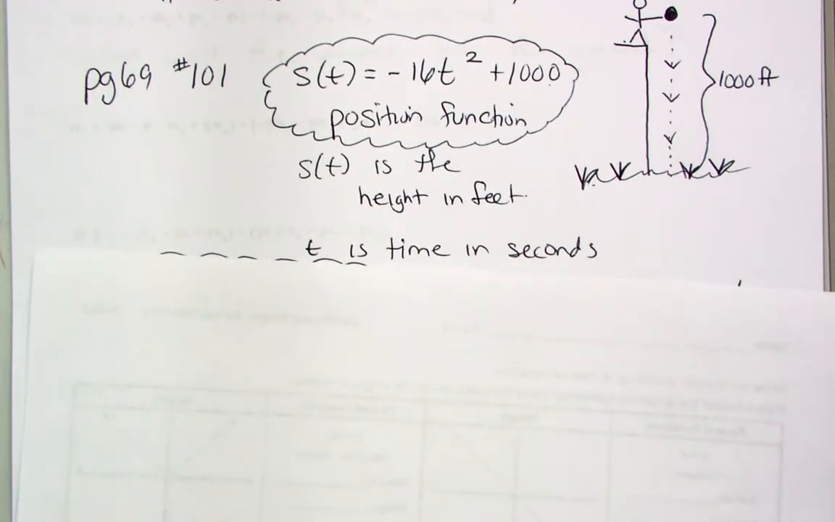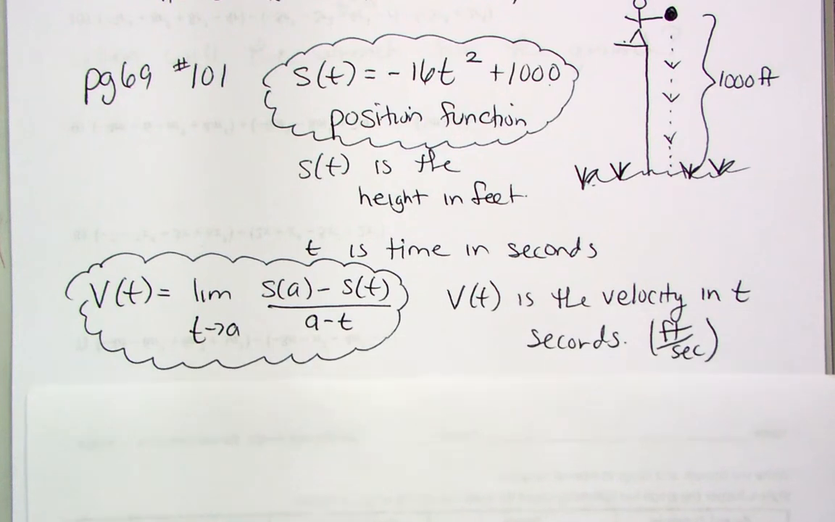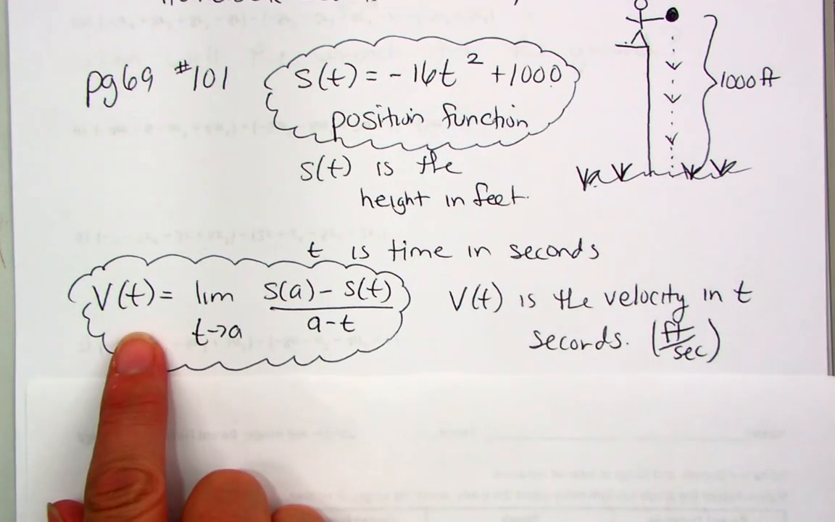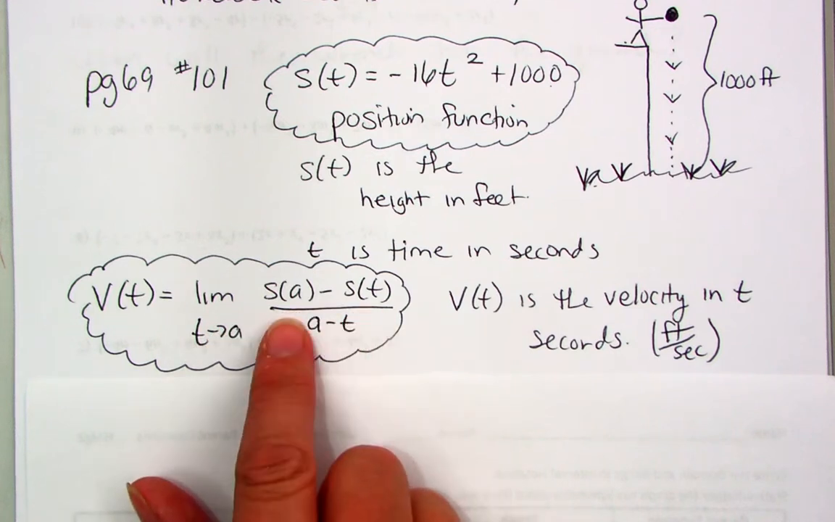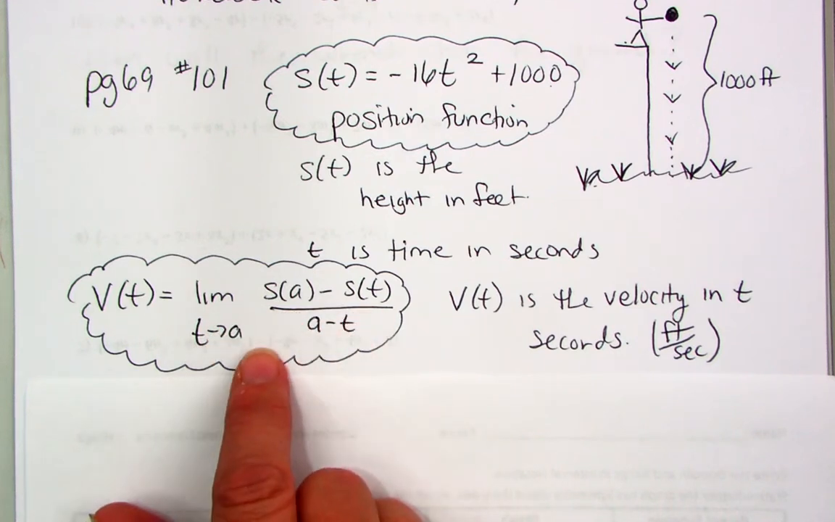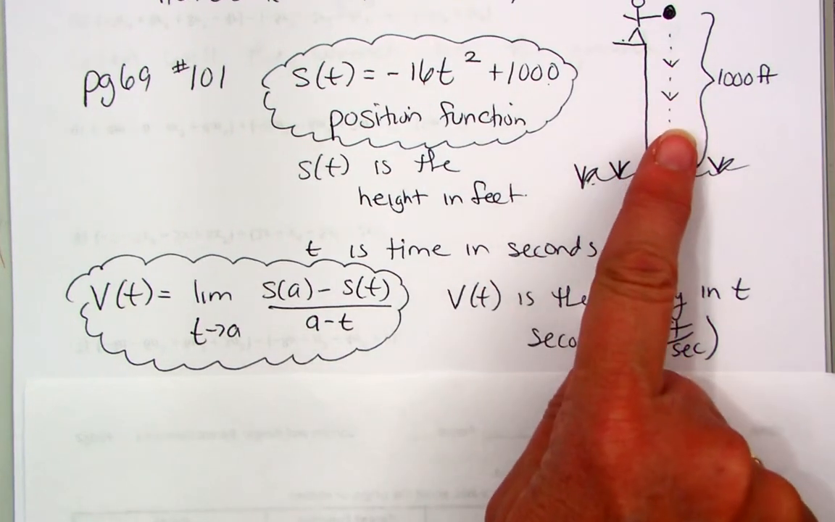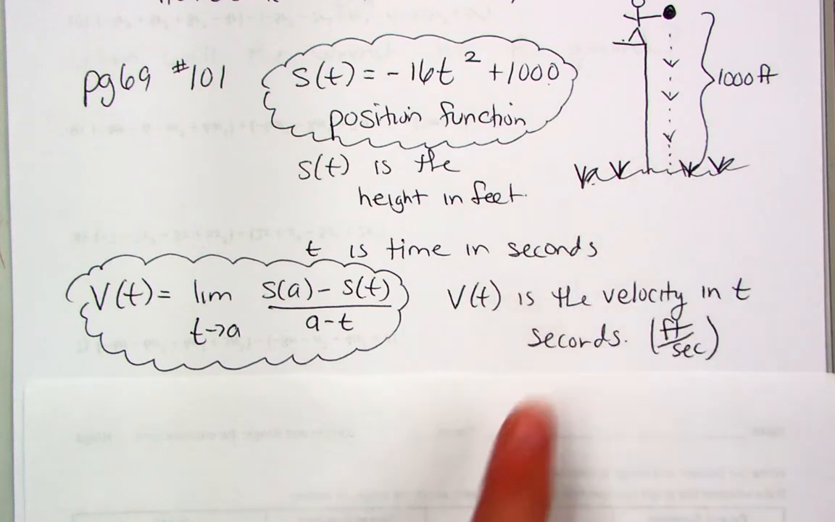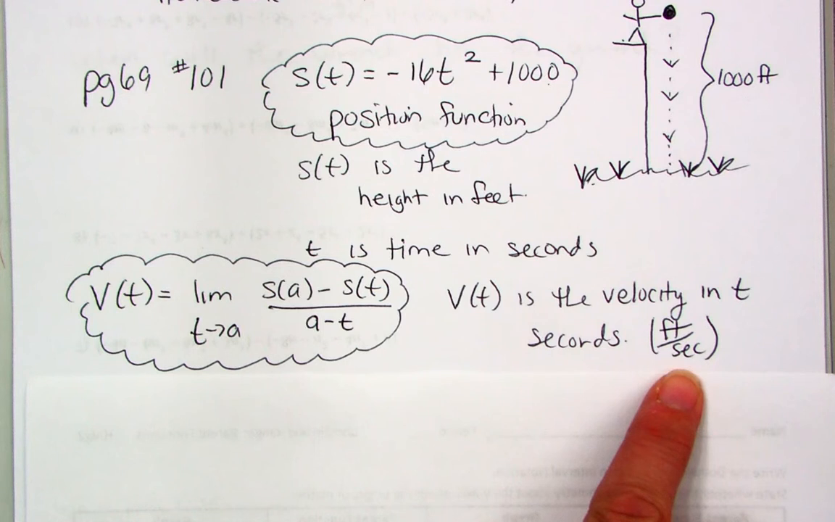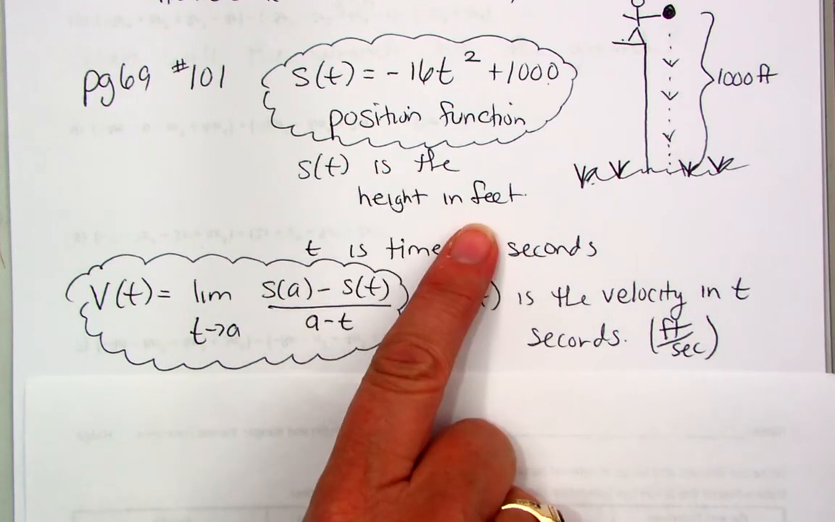The other thing is that this object will have velocity. So the velocity of this object, the velocity in time, is the limit of S of a minus S of t all over a minus t as t approaches a. That's your velocity equation. At any time t, after 1 second, 5 seconds, 4 seconds, 10 seconds, you will know the velocity of the object. So v of t is the velocity in t seconds, or in other words, the units is feet per second. The units in the position function is just feet.